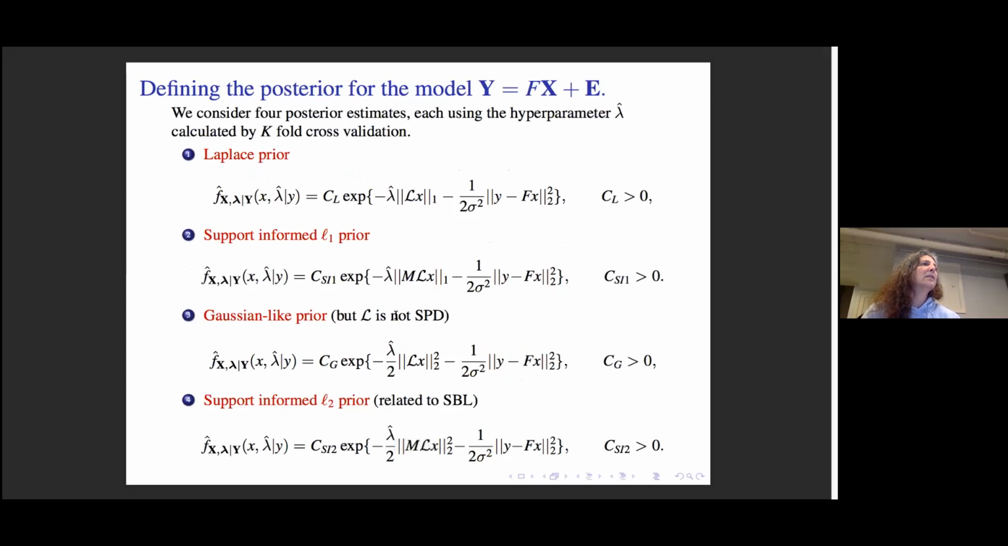Okay, so that leads to these different choices of posteriors. This would be a standard posterior. This would be our support-informed L1 posterior. So we put a mask here, and we use L1. This is another standard type posterior, but using L2. And then this would be a support-informed L2, which means that you only apply this where it's truly sparse.